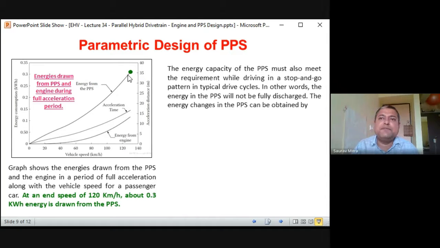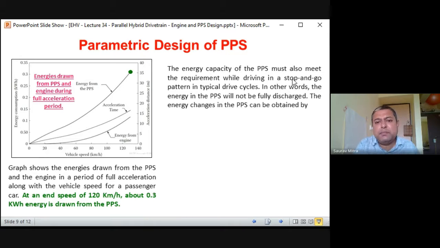And the fourth case is flat driving. Flat driving means driving through the highway. In that case, PPS is not used. The engine is serving all the power to the load, as well as charging the PPS at that time. So in the fourth case, flat driving on the highway, PPS also comes into the picture, but not for discharging. In that case, PPS is used for charging. But in this parametric design of PPS, we are talking only about PPS discharge.